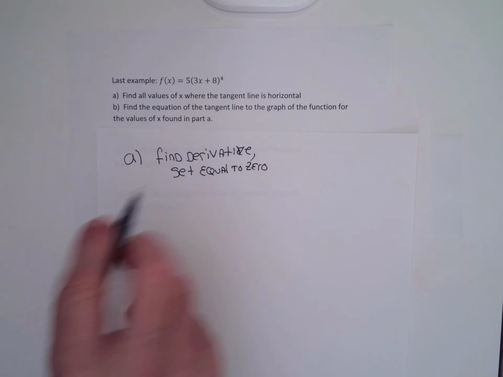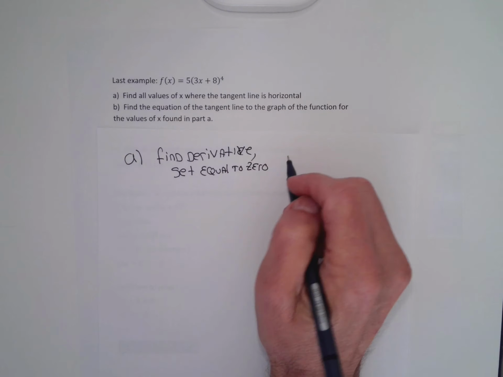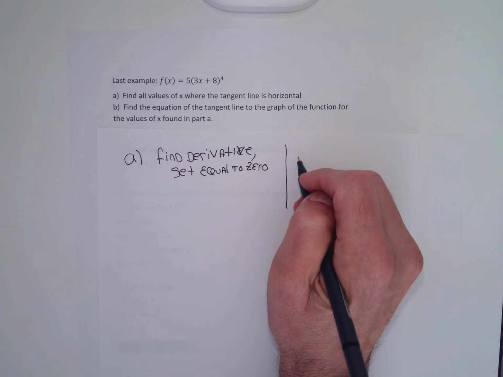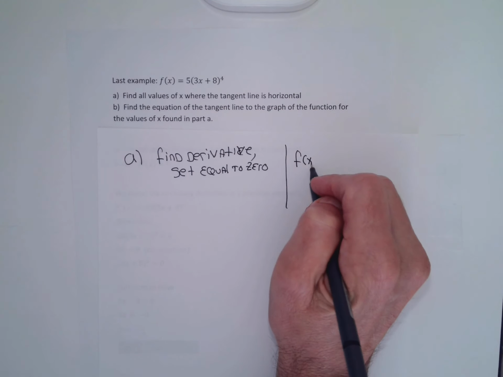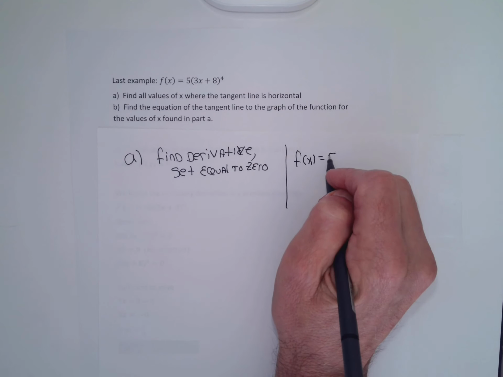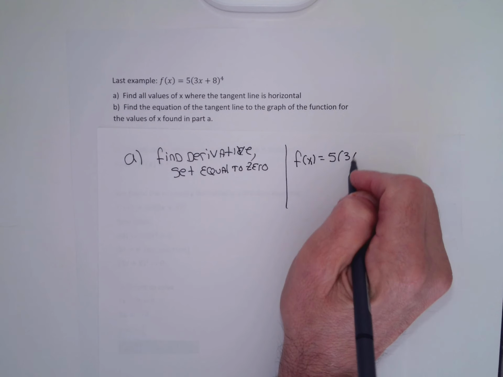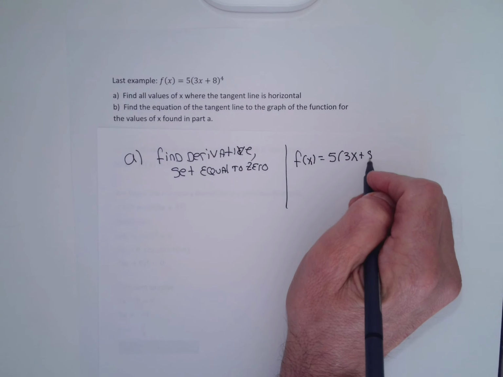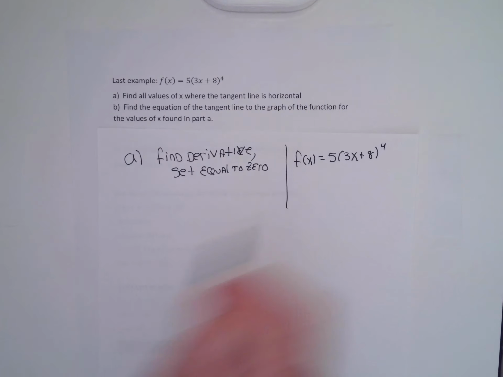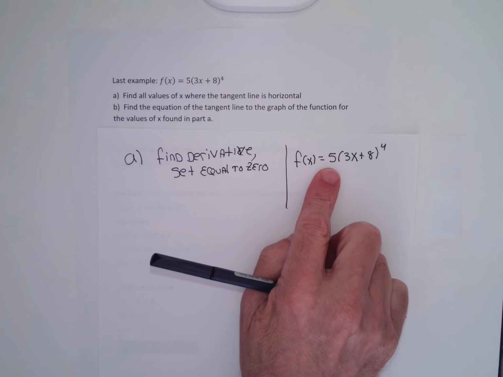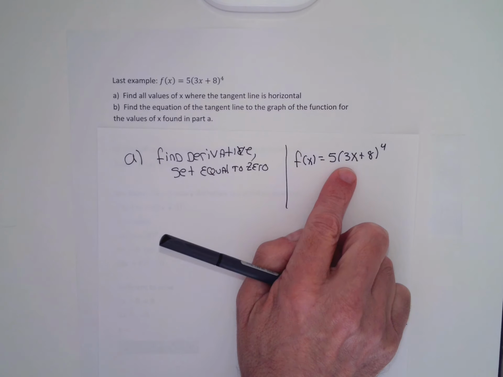So I need to find the derivative. This function is f of x equals 5 times (3x plus 8) to the 4th. That's the function I want to find the derivative of. Perfect application of just the chain rule. That's multiplication of a constant times a parentheses to the exponent.